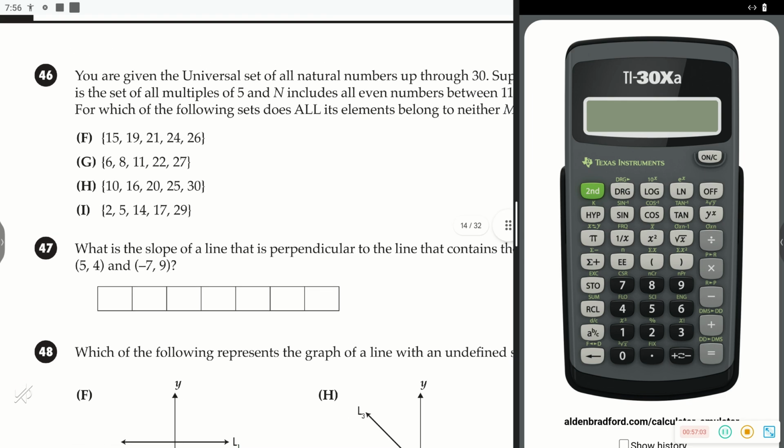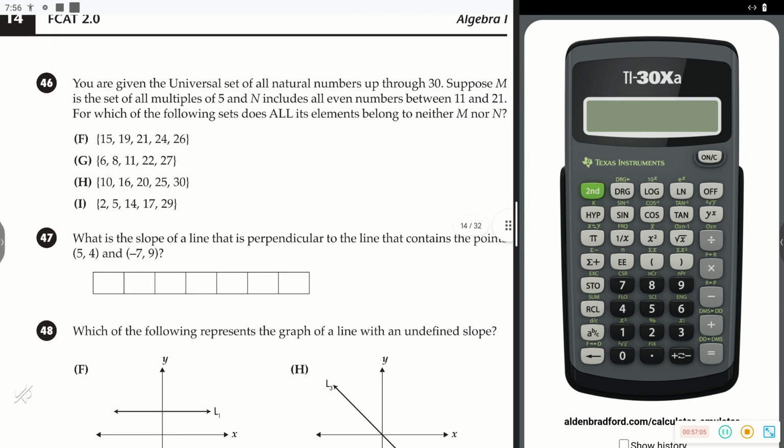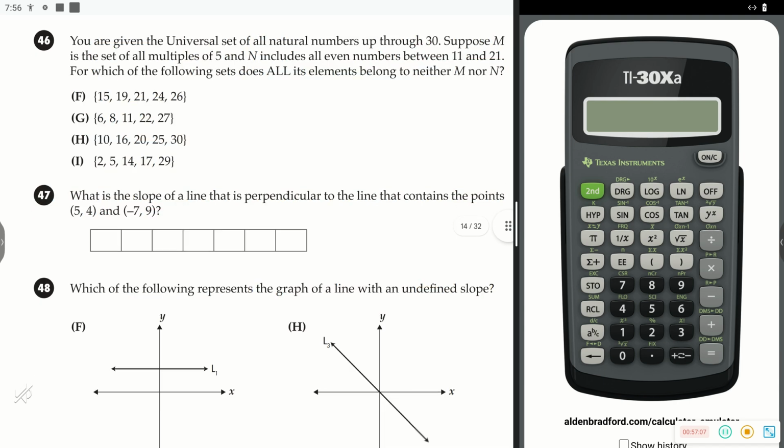This one is, again, kind of a logic test more than anything. It's not something that you just commonly do in algebra, but we'll go through it. All right, so it says you are given a universal set of all natural numbers up to 30. Suppose m is a set of all multiples of 5, and n includes all even numbers between 11 and 21. For which of the following sets do all of its elements belong to neither m nor n?